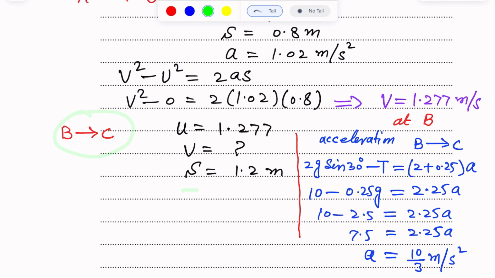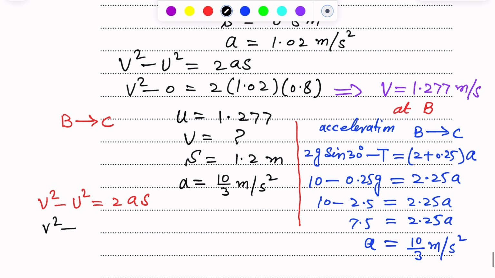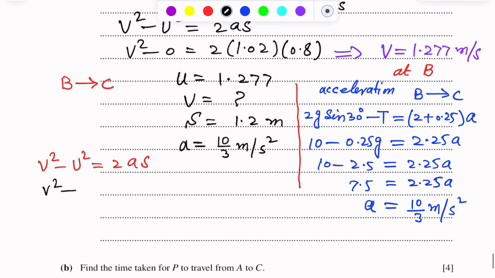We are writing here acceleration will be 10 over 3 meter per second square. Now we are using this equation v square minus u square is equal to 2as. We are taking this speed of P at B, this is the initial speed.